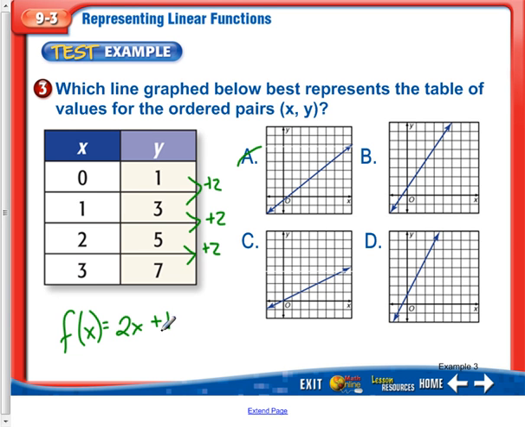Okay, you also know, because we've learned about y equals mx plus b, that 1 is the y-intercept. So you also know that, okay, this can't work. You know that C can't work because it doesn't go through at 1. This one goes through at 1, this one goes through at 1. All right, so we need to figure out, is it going to be B or D?